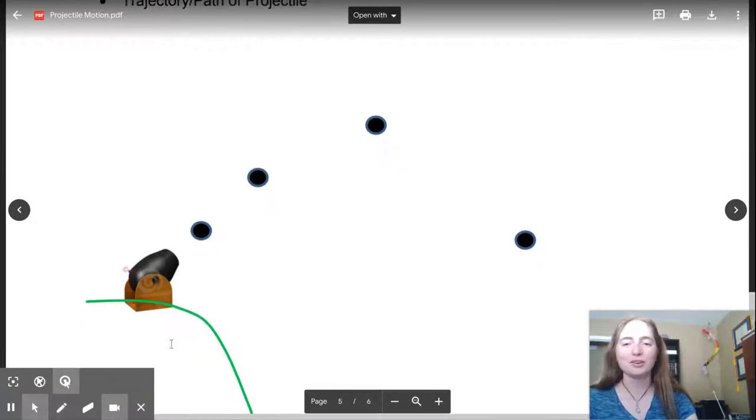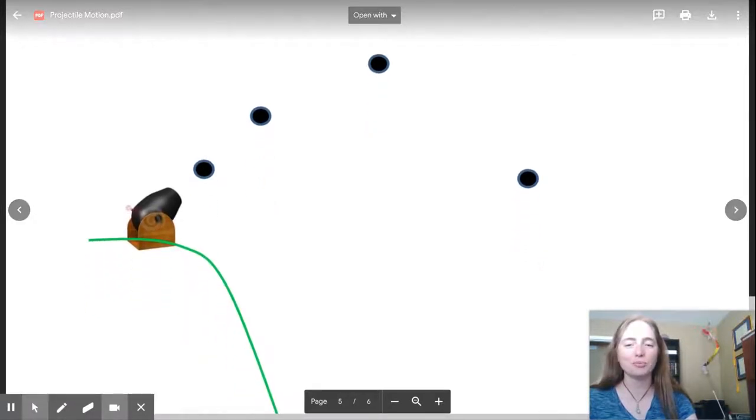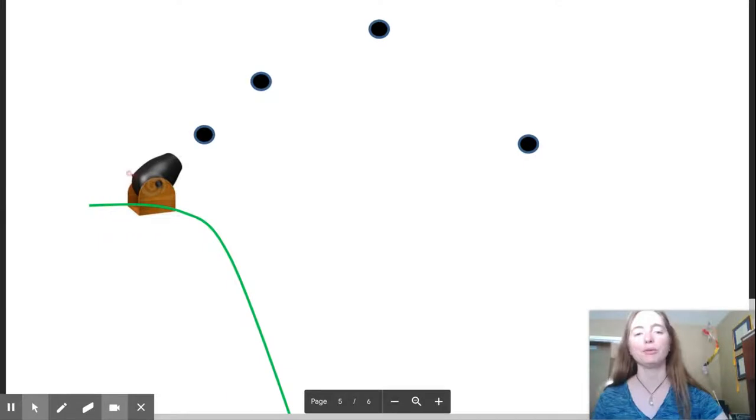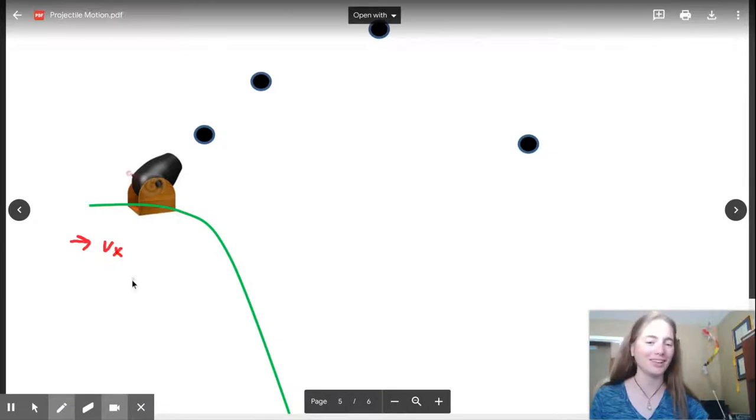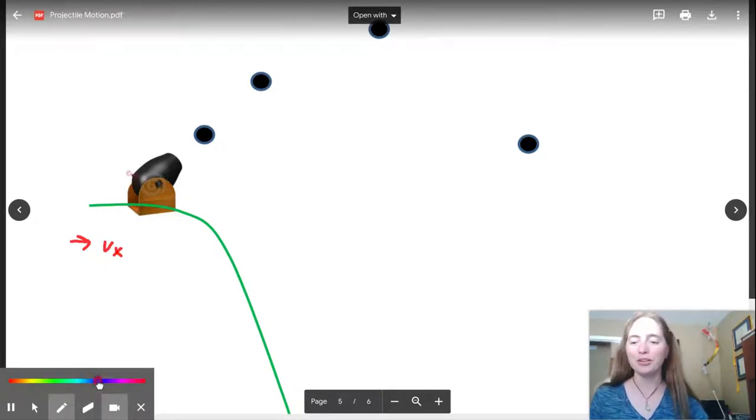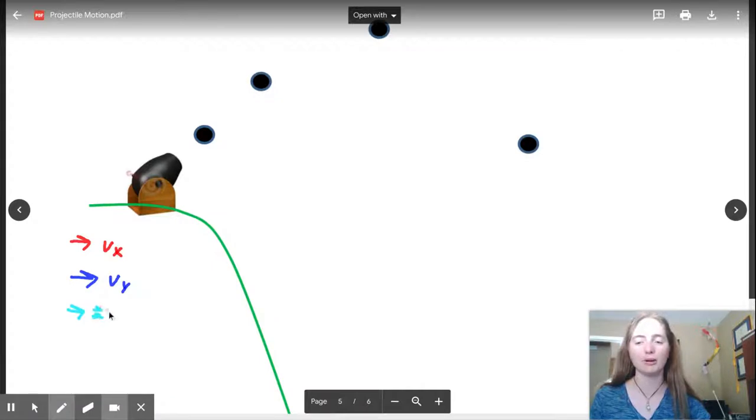All right, so what we're going to do, ladies and gentlemen, before we begin our calculations, is we are going to start looking at the vectors of this type of motion. As we did previously, we're going to use our red arrow for velocity on the X, our blue arrow for velocity on the Y, and our pale blue arrow to represent our acceleration.